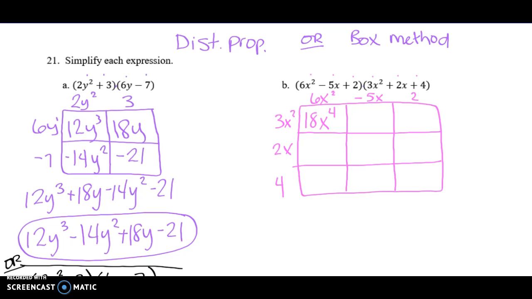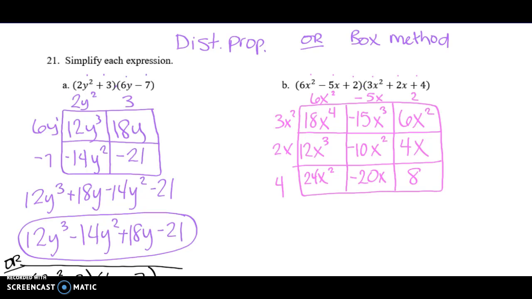Then 3x squared times a negative 5x. 3 times negative 5 is negative 15. Add up the exponents on the x's. Gives me x cubed. 3x squared times a 2. 3 times 2 is 6. And I have an x squared. Next row, 2x times a 6x squared. 2 times 6 is 12. Adding up the x's, x cubed. And then 2x times negative 5x. 2 times negative 5 is negative 10. Adding the exponents, x squared. 2x times 2, 4x. Last row, 4 times 6x squared, 24x squared. And then 4 times the negative 5x, negative 20x. And 4 times 2 is 8.